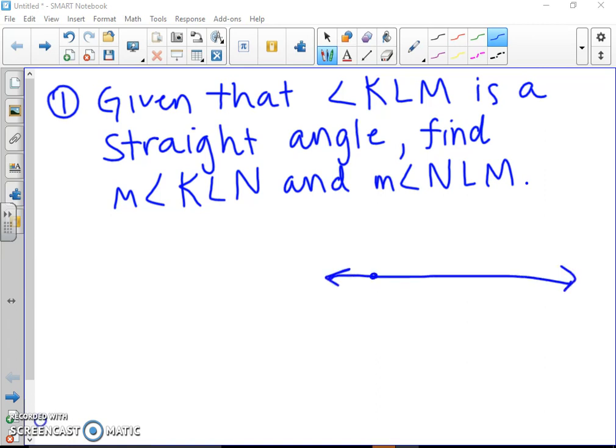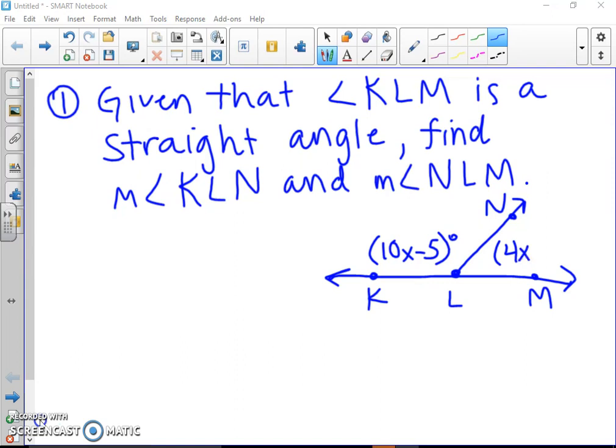And on this line we have K, we have M, and then we have a ray, and that ray intersects at L. We're going to call this point N. And we also know that this is 10x minus 5 degrees, and this is 4x plus 3 degrees. Since this is a straight angle, that means that this adds up to 180 degrees. So this entire angle is 180 degrees.